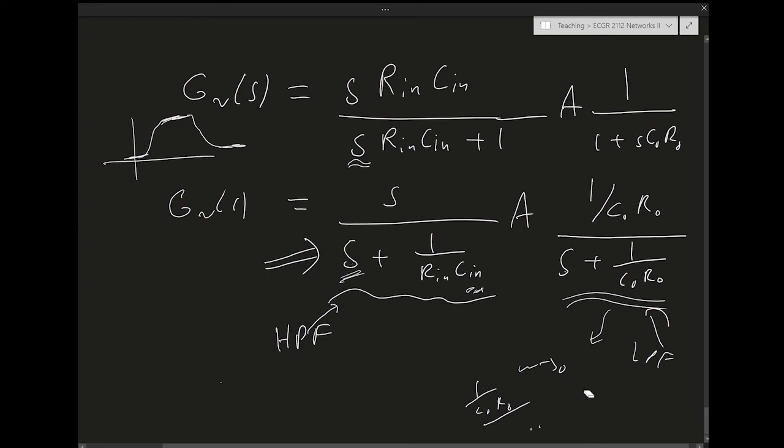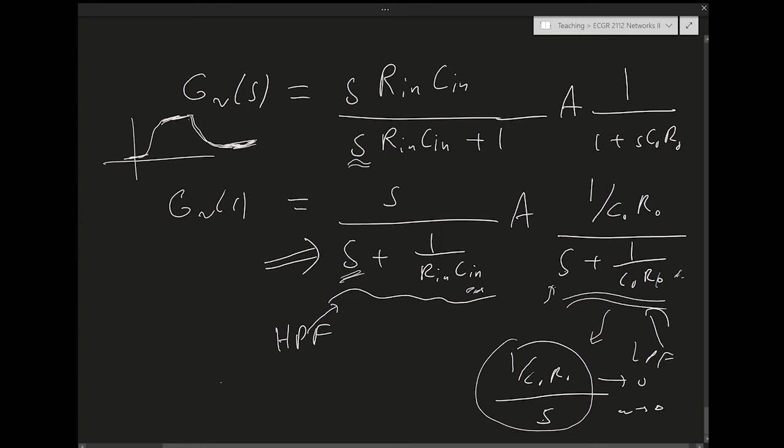But for high frequencies, S becomes much larger than this term. So I end up with 1 over CORO divided by S, because S becomes much larger than 1 over CORO. So this, as omega goes to infinity, tends to zero because it's like 1 over j omega. Omega is getting very high, so this whole term tends to zero. So this provides me the low pass effect, where I suppress high frequencies, and I pass intermediate and low frequencies. This is how you implement an audio amplifier that has bandpass filtering.